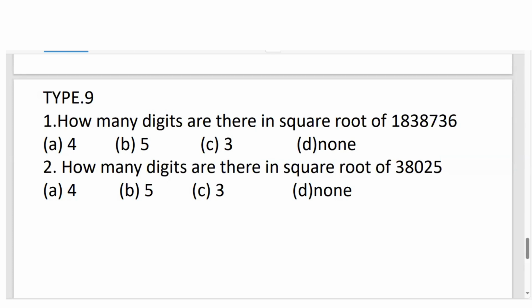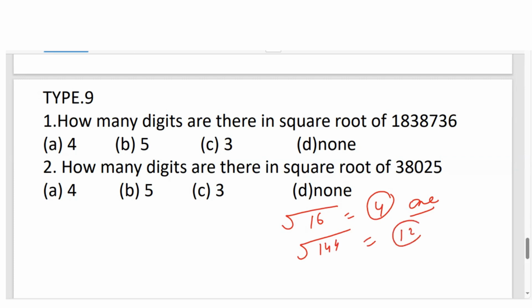Suppose anyone asks you how many digits are in the square root of 16. You know the root of 16 is 4. So my answer is what? 1 digit. So if given what is the total number of digits in the square root of 144. You know the root of 144 is what? 12. It is what? 2 digits.